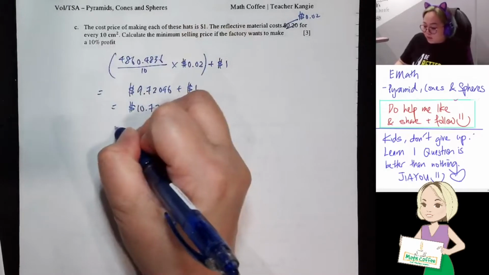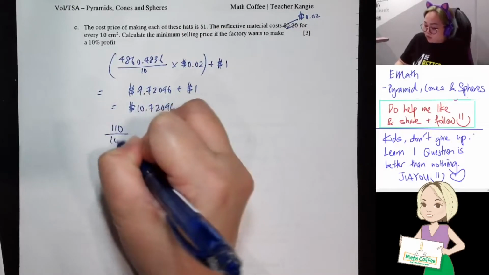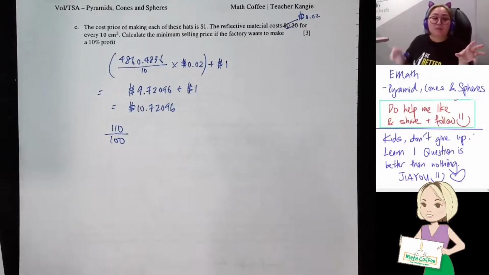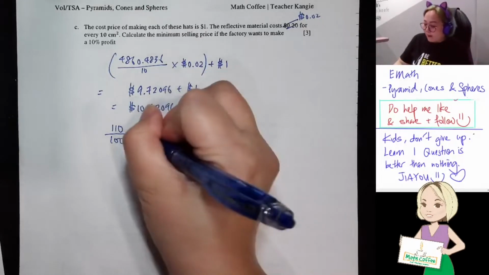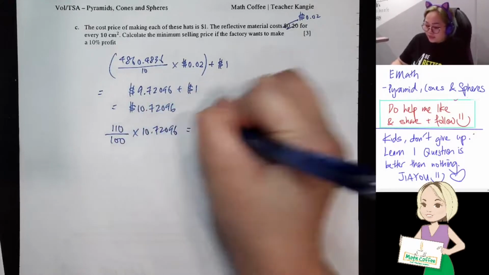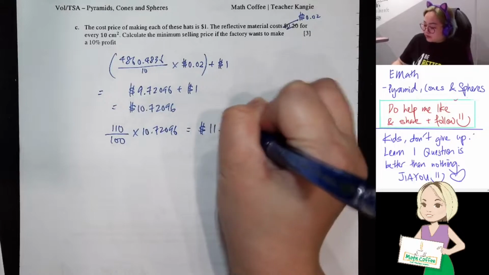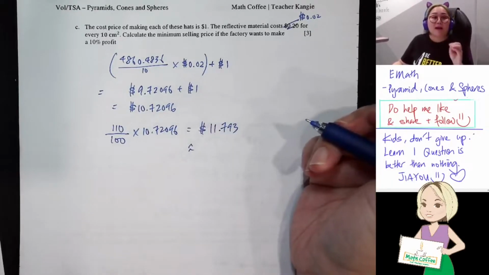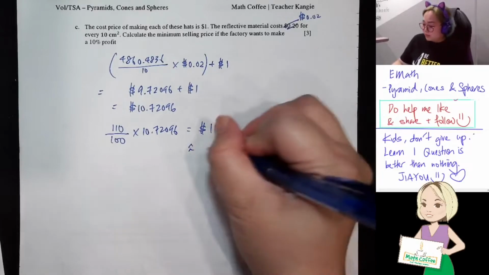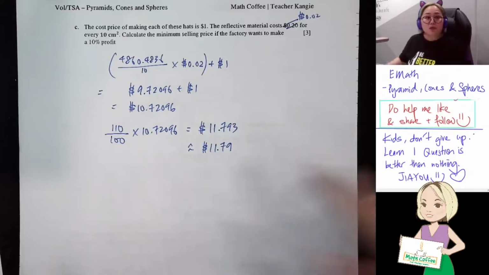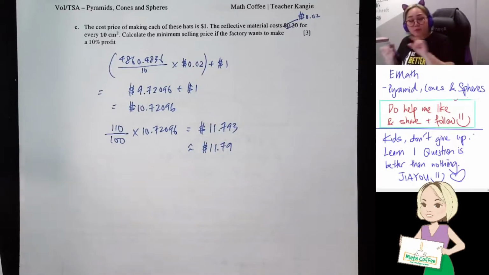So it will be 110 over 100, because I want to find 110%. The 100% cost price plus the 10% profit. Multiply by this 10.72096, and I will get 11.793793. Round it off to 2 dp. For money, always round off to 2 dp. So it's 11.79. So it means I must put my price tag and sell it at 11.79.